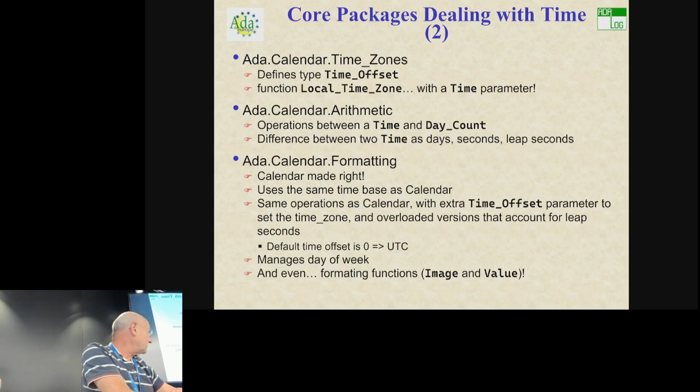And even, guess what, formatting functions, okay? Although it's called Ada.Calendar.Formatting, it has more arithmetic functions and, well, it gives you an Image function that returns a string with a well-defined format. It's year, dash, month, dash, day, and then hour, minute, second separated by colons. Well, the format is very precisely defined, so it's easy, if you want a different format, to extract the various pieces and reformat it any way you want, and Value does the opposite, it takes a string and decodes it appropriately.